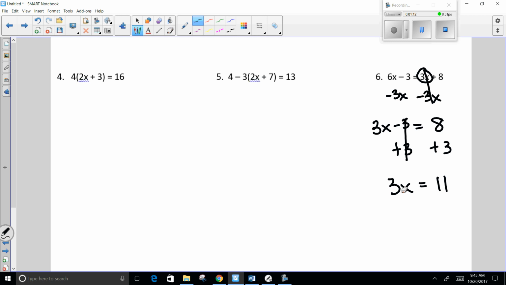Now I have multiplication to get rid of. How do you get rid of multiplication? You divide both sides by 3, and you get x equals 11 over 3. Even though it's a fraction, and it's a weird fraction with kind of some weird numbers, x equals 11 over 3 is the final answer.